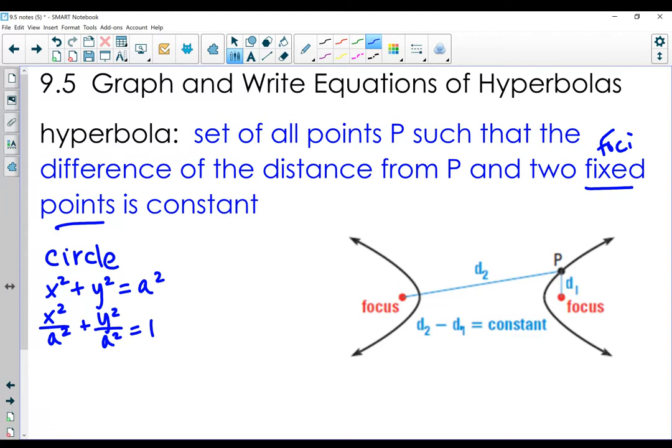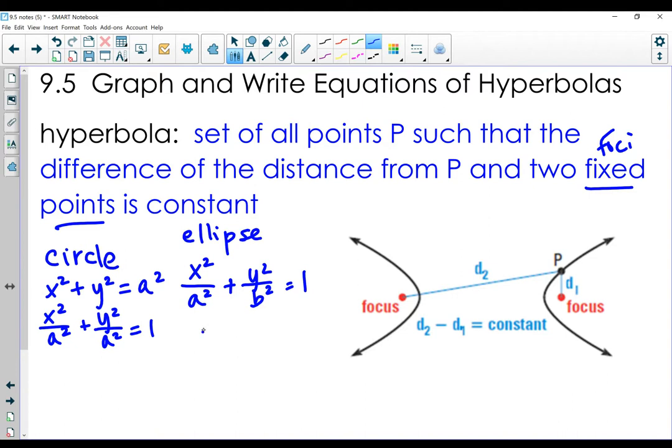Then we looked at ellipses. So for an ellipse, instead of going a units in the x direction and the y direction to create a circle, we ended up with different numbers. So we have x squared over a squared plus y squared over b squared equals 1. So we don't have a circle anymore because we're stretching different amounts in the x and the y direction.